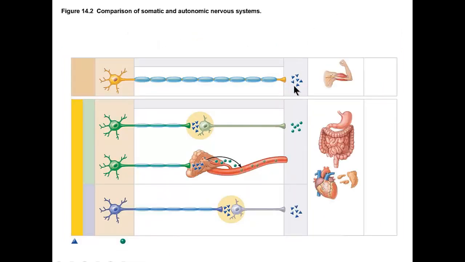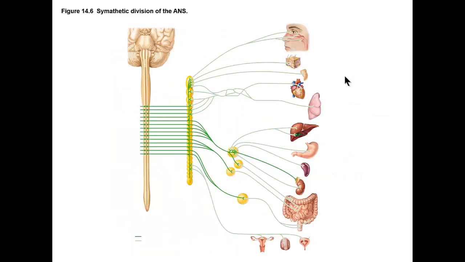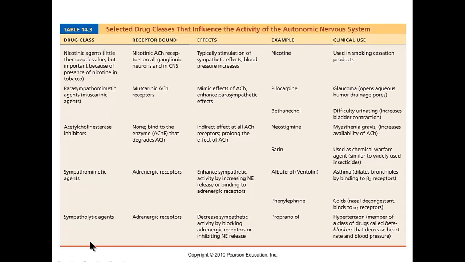Okay, so if we go to different drugs then, if something is a mimetic, that means it mimics the parasympathetic nervous system. So if I give someone pilocarpine, that is going to mimic the effects of acetylcholine on the eye. Table 14.3. And that's going to open up the vessels that drains the aqueous humor to decrease pressure inside the eye. If I give someone a nicotinic agent, it's going to bind all those nicotinic receptors.